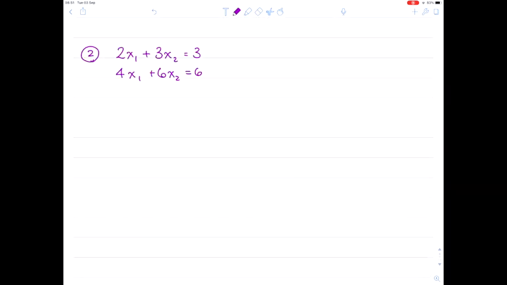Our second example over here looks quite similar. In fact, our first equation is exactly the same. We've just made a little bit of a change to the second equation. And let's see what happens if we plot this one.